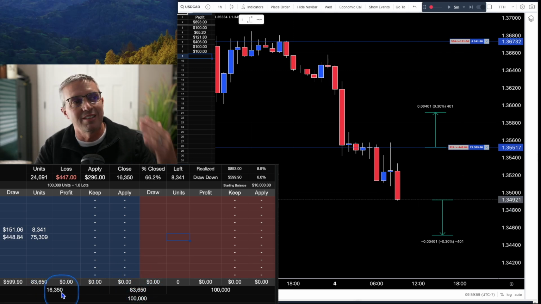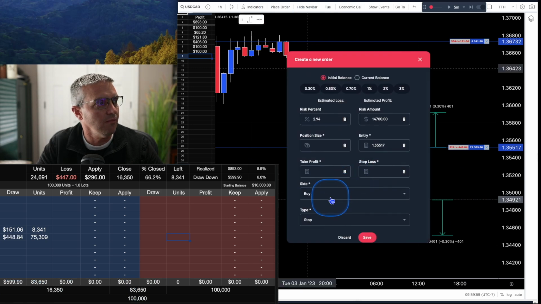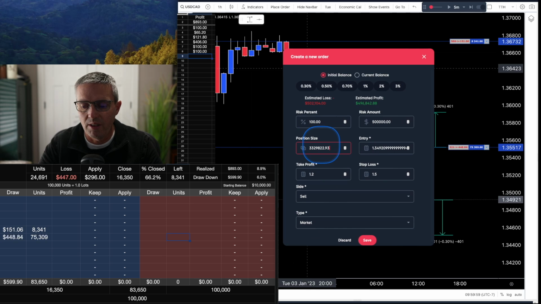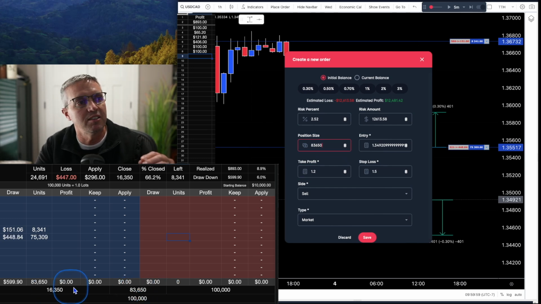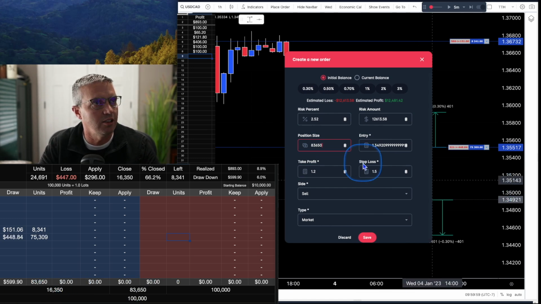16,350 units is not a lot, so I'm just going to balance the hedge, and I'm going to sell them right at the market. So I'm going to sell at the market, and this is going to be for 83,650 units. And the reason why is I'm just balancing the hedge. I'm not balancing the capacity because we really have only trimmed off 16,000. So I'm going to balance the hedge. All right, we're going to hit save right there.